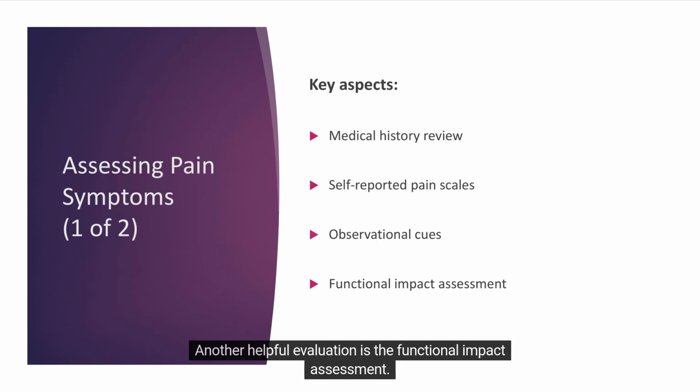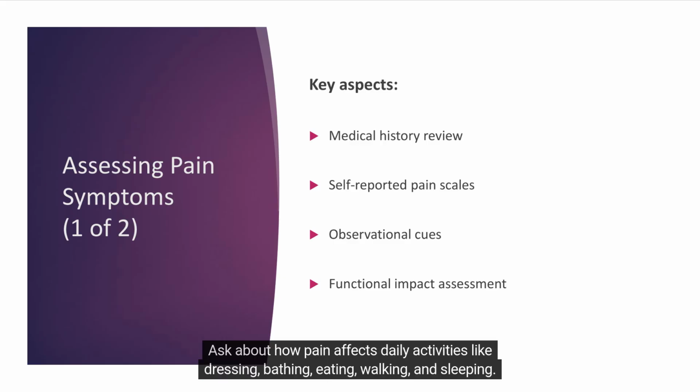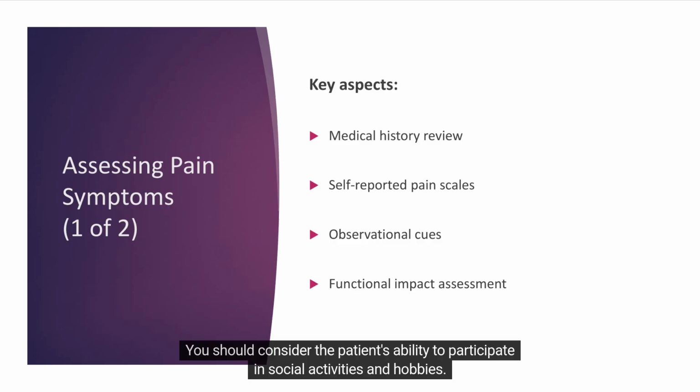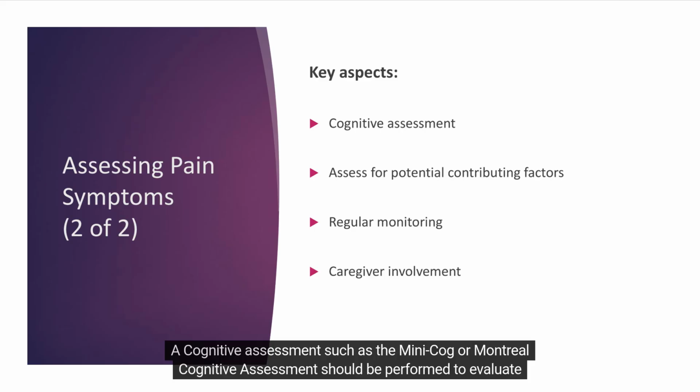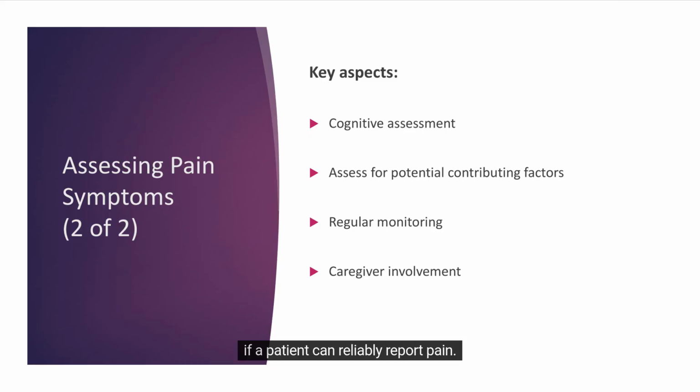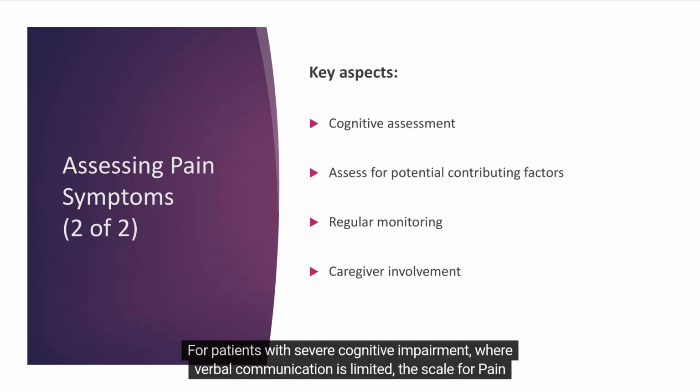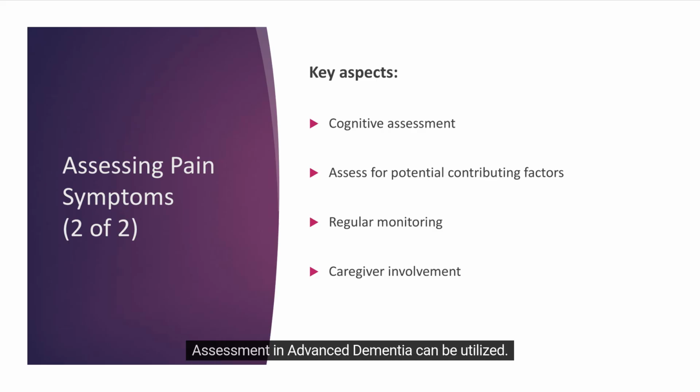Another helpful evaluation is the functional impact assessment. Ask about how pain affects daily activities like dressing, bathing, eating, walking, and sleeping. You should consider the patient's ability to participate in social activities and hobbies. A cognitive assessment such as the Mini-Cog or Montreal Cognitive Assessment should be performed to evaluate if a patient can reliably report pain. For patients with severe cognitive impairment, where verbal communication is limited, the scale for pain assessment in advanced dementia can be utilized.